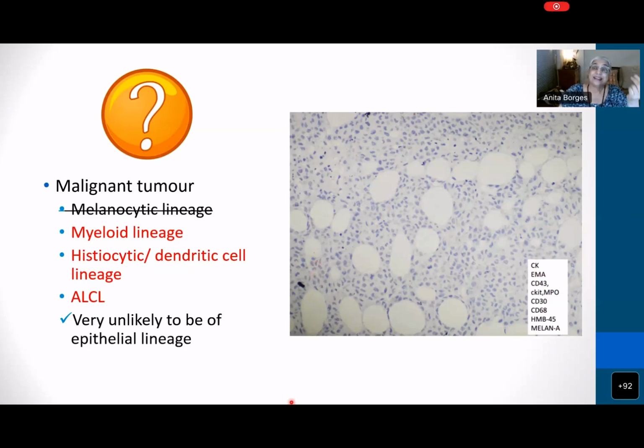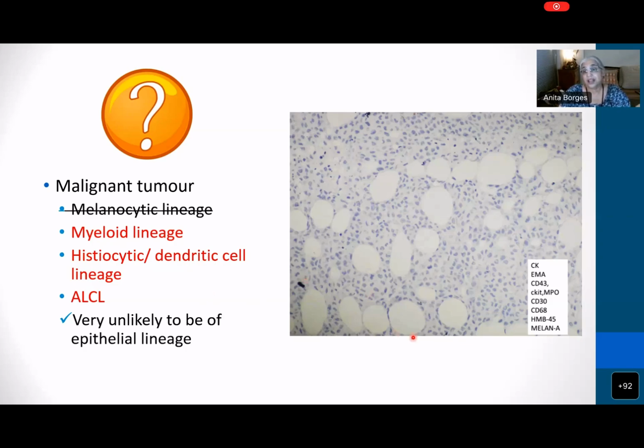Okay, and it is full of mitosis, necrosis, and everything else. And even if you were thinking about various differential diagnoses, it would be maybe myeloid lineage. Maybe these are all monocytes of one kind or another, histiocytes, dendritic cell lineage, in which case it would be a Langerhans cell thing, or it could be ALCL, because we saw some so-called hallmark cells or whatever you want to call them. It is very unlikely to be of epithelial lineage.